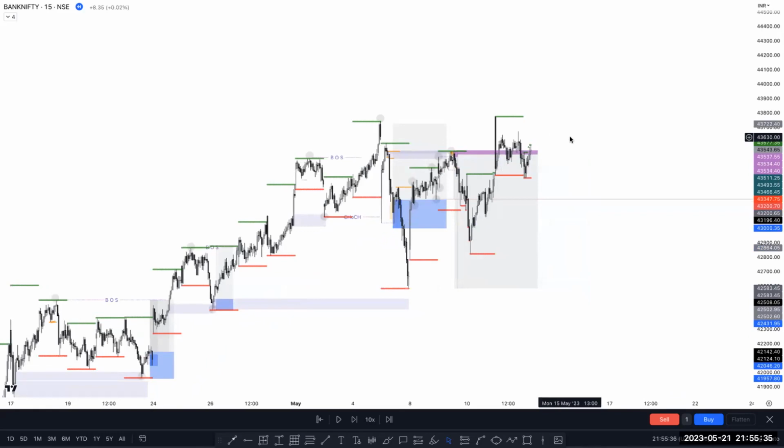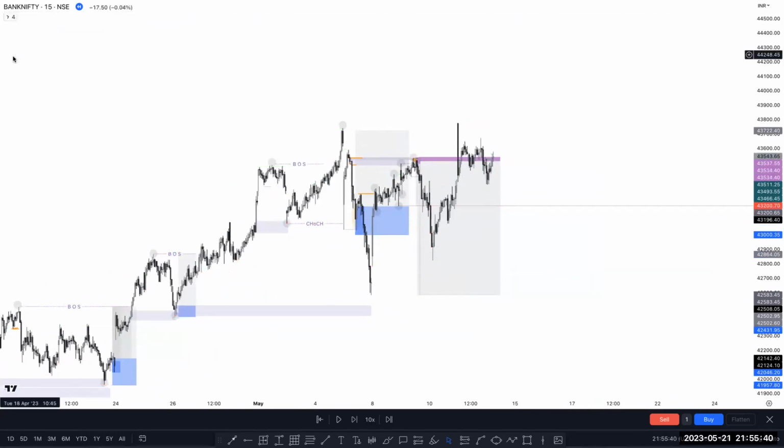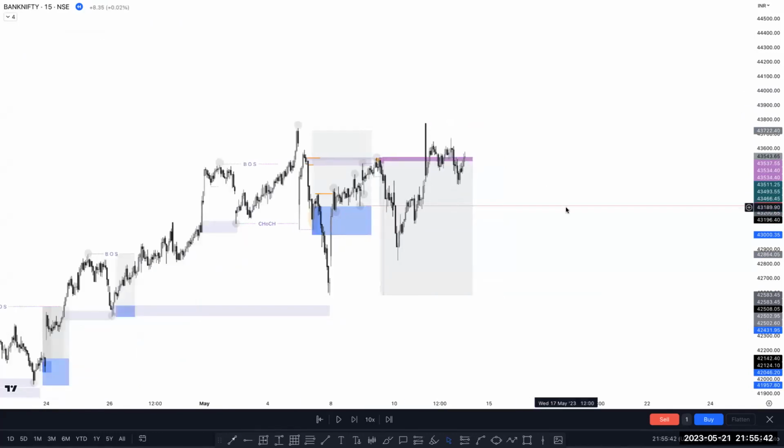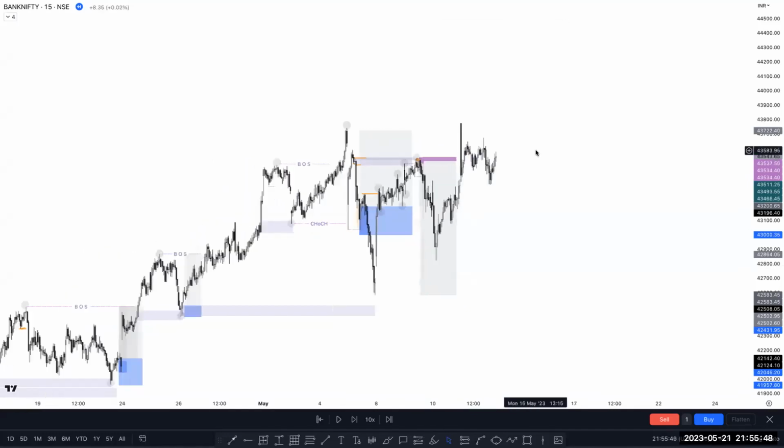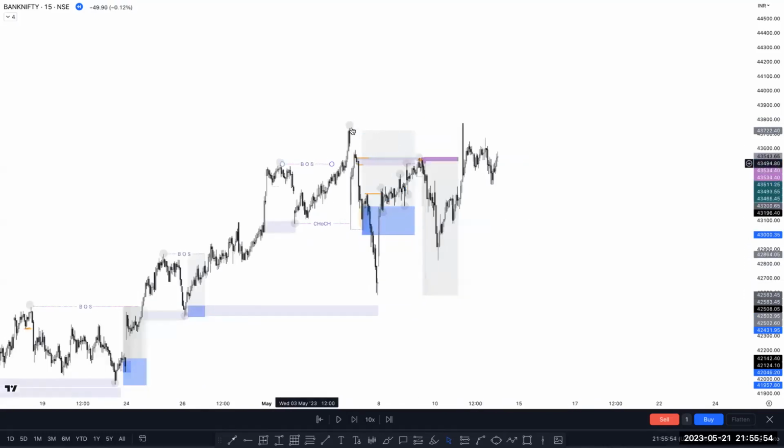So first of all, remove this one. Okay, so this is a higher high and this is a higher low, right? But you have to wait for it to break either this one or this low. If it breaks this low, this becomes our CHoCH. If it breaks above this one, that also becomes a CHoCH, right?